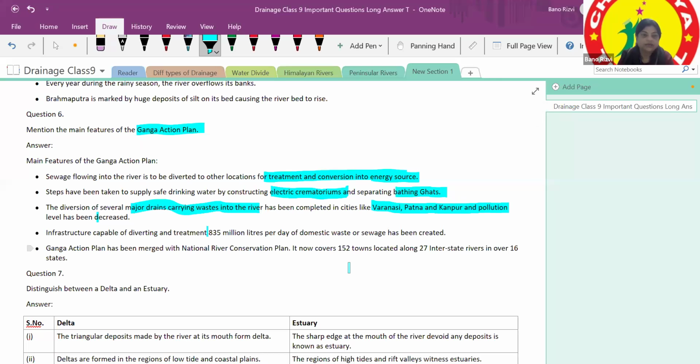Ganga Action Plan has been merged with National River Conservation Plan. It now covers 152 towns located along 72 interstate rivers in over 16 states.